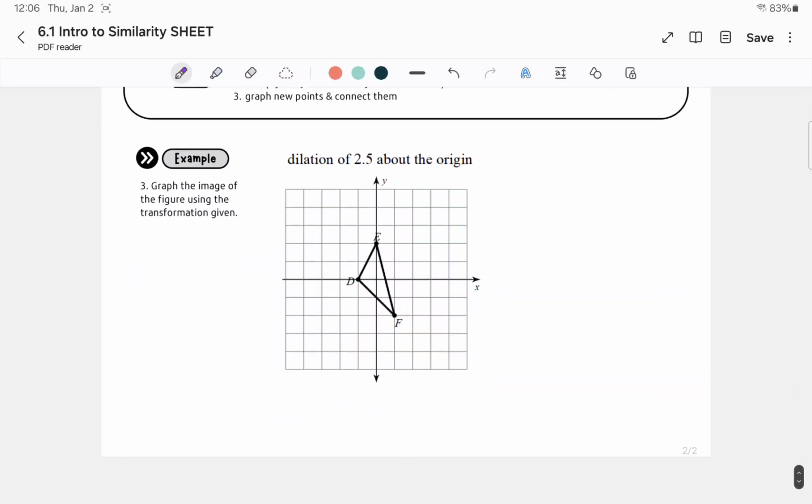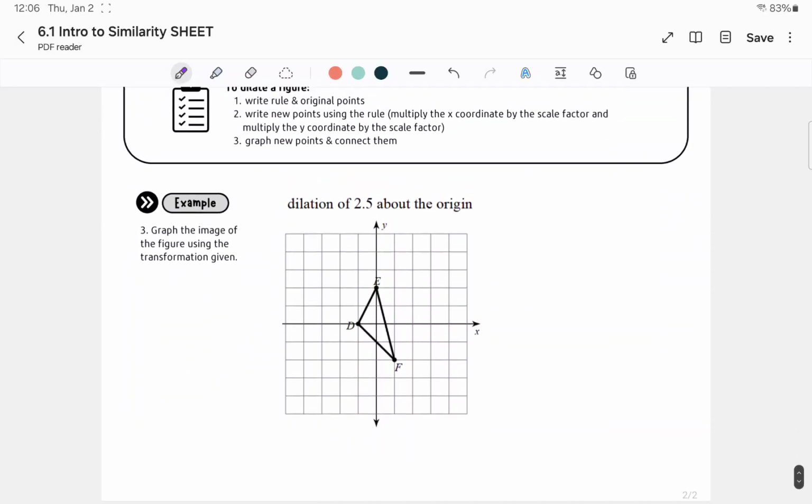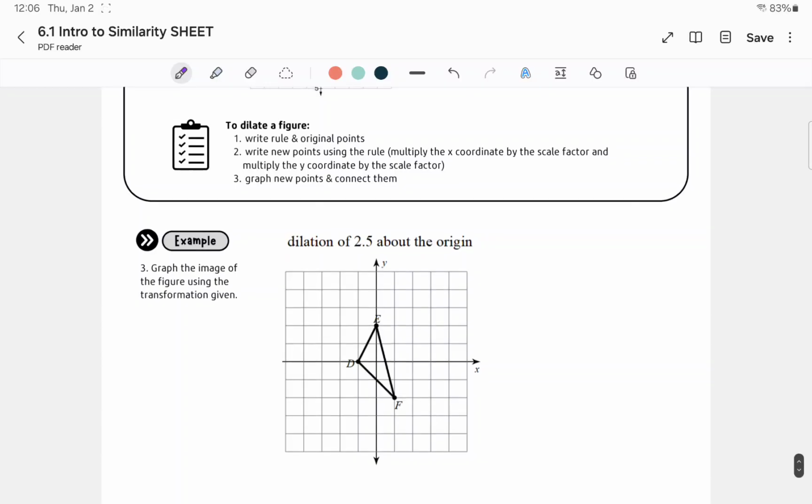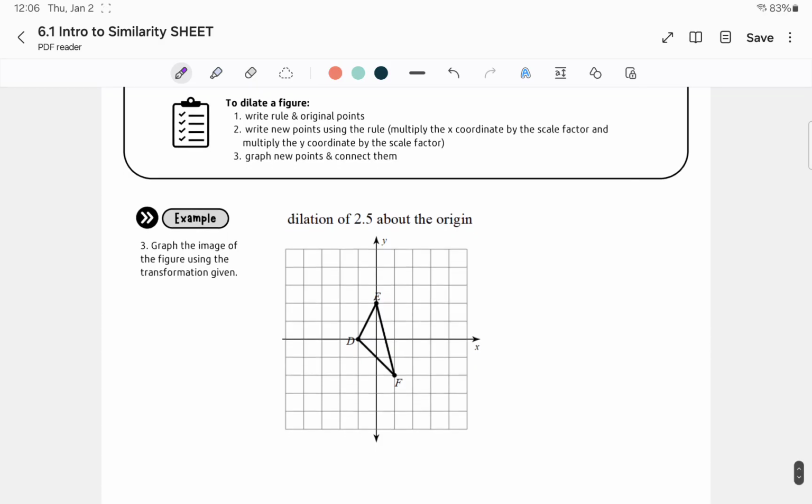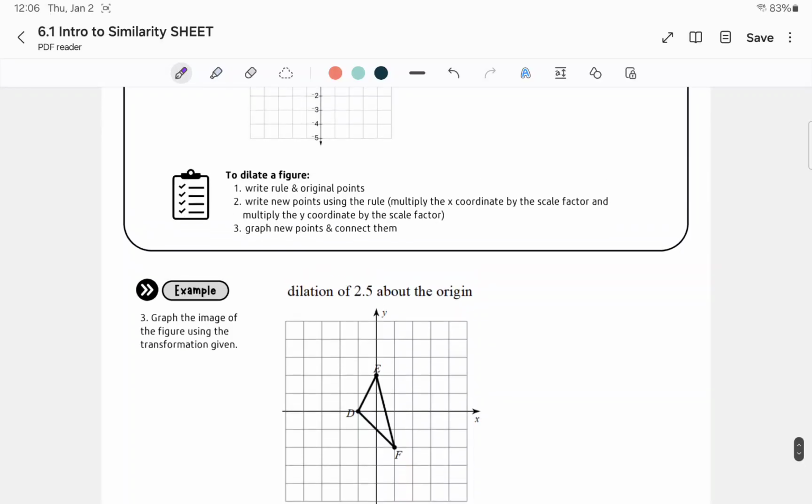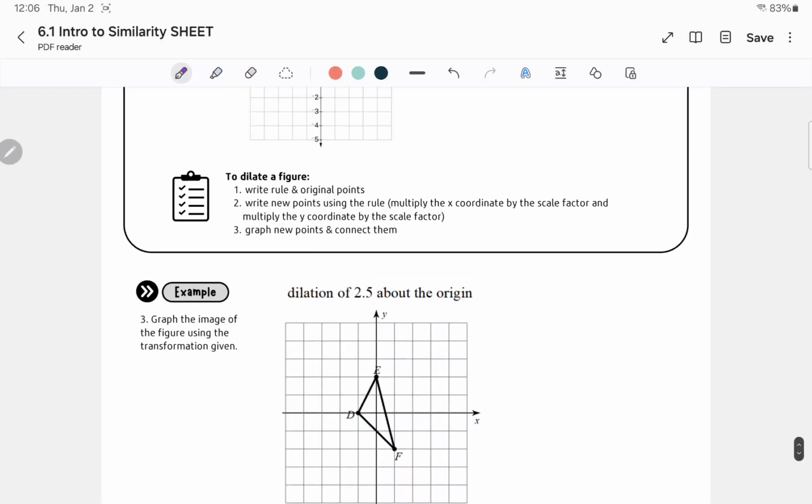So let's look at the example. There's no try it. I didn't think I had enough room to fit a try it. So just do the example with me. If you have any questions, once you get to the practice, you can let me know. But it says, first we're going to write the rule and the original points. So the rule is xy goes to, this is a dilation of 2.5. So we're going to multiply both of these by 2.5.